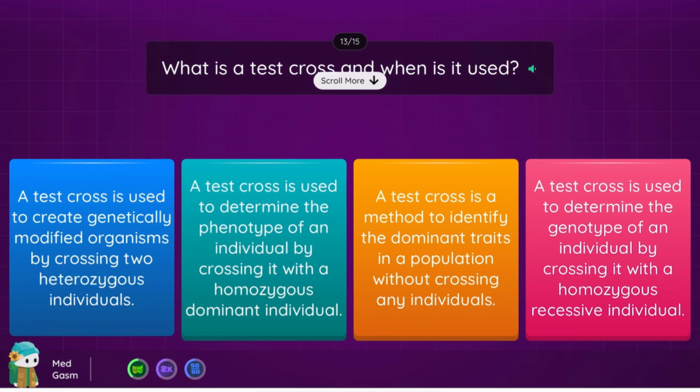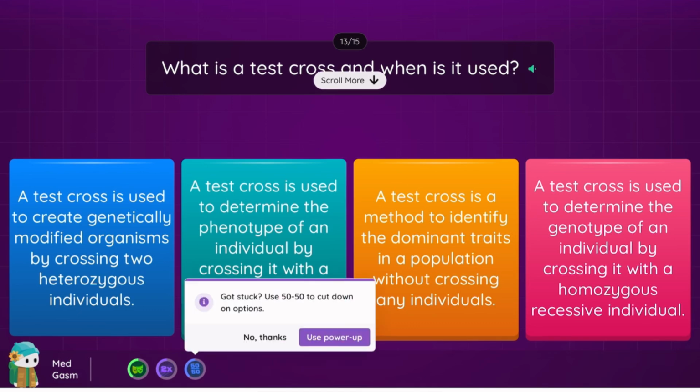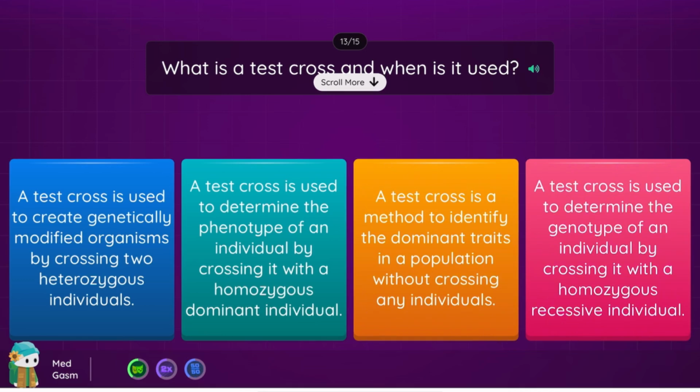Question. What is a test cross and when is it used? Option 1. A test cross is used to create genetically modified organisms by crossing two heterozygous individuals. Option 2. A test cross is used to determine the phenotype of an individual by crossing it with a homozygous dominant individual.